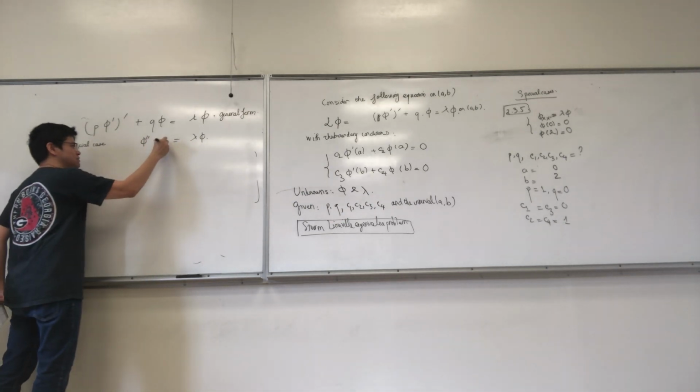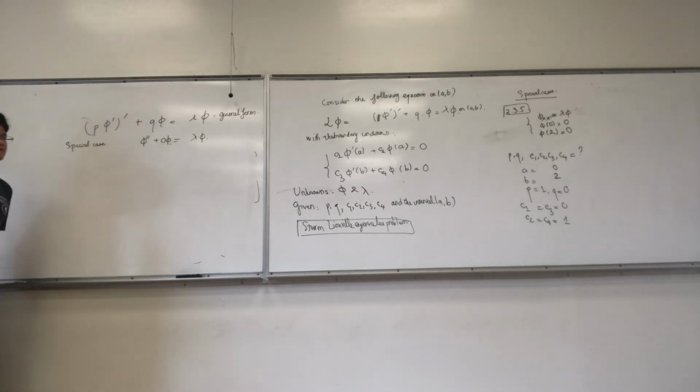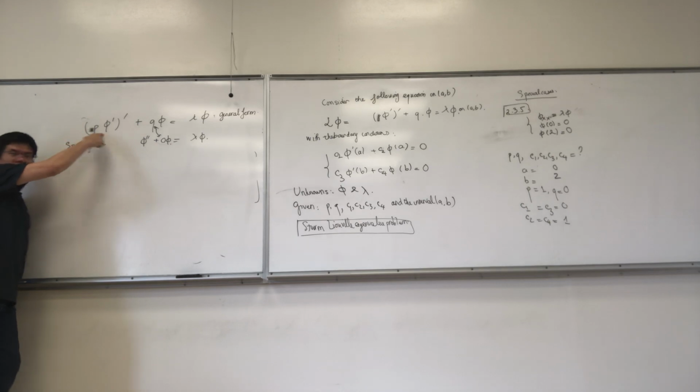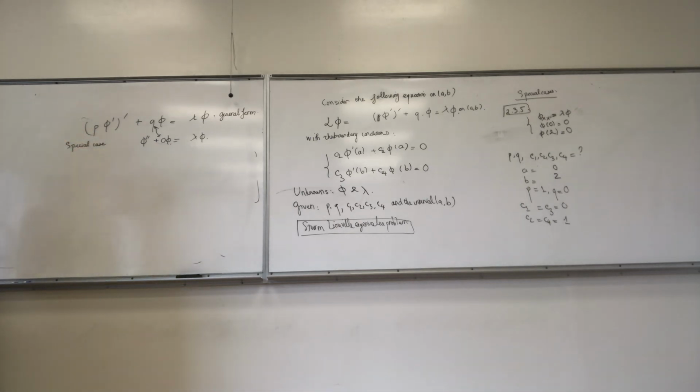So here you have what? You have 0 phi, which means that the Q is 0, and here if you put 1 here, this is phi second. Right.